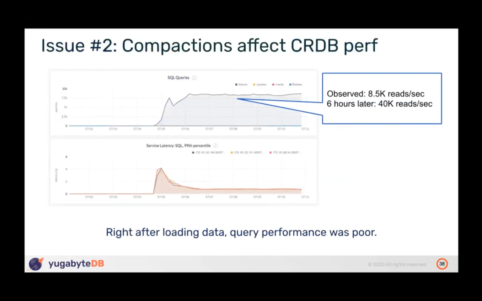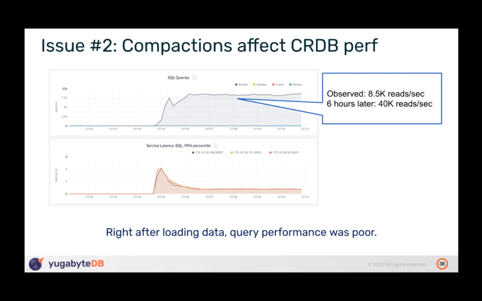Okay, so issue number 2 that we had observed was that the compactions had started shooting up as we started loading data. The compactions were starting to affect read performance. Right after loading the data, because it was part of a script, we just ran the YCSB performance, and we saw that the performance was way low, even compared to what we expected from CockroachDB. We observed about 8,500 reads per second, and the latencies were much higher. You can see the P99 latencies displayed below.